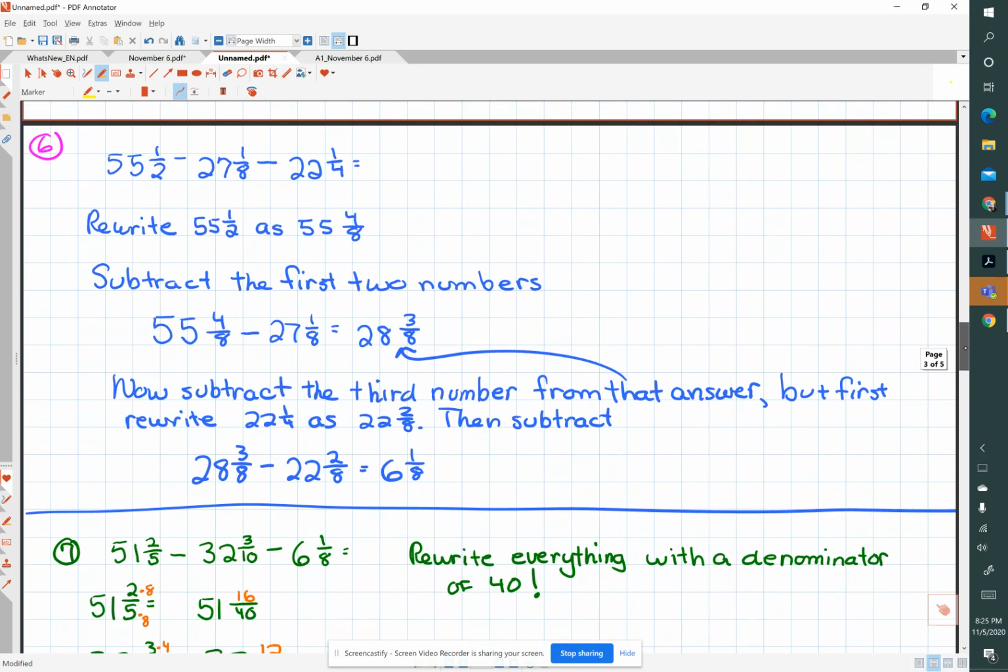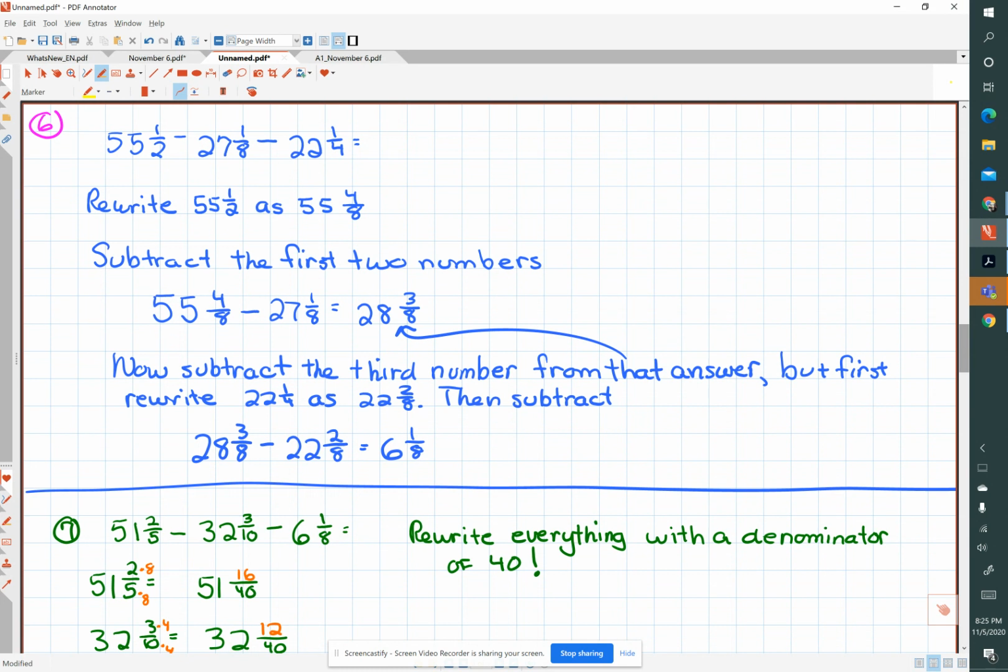We need fresh paper. So here we have 55 and 1/2 minus 27 and 1/8 minus 24 and 1/4. I can work with eighths as our denominator, so I will rewrite 55 and 1/2 as 55 and 4/8. I'm only going to subtract 2 numbers at a time, so I'll go ahead and subtract these first 2 numbers.